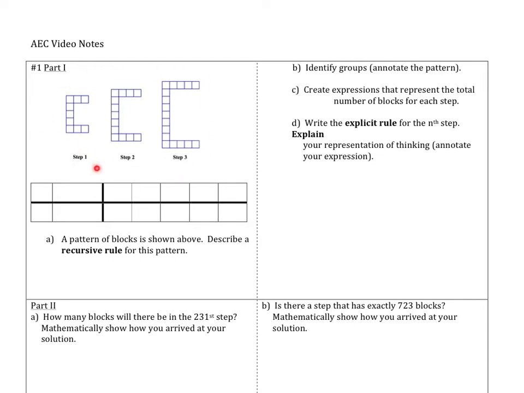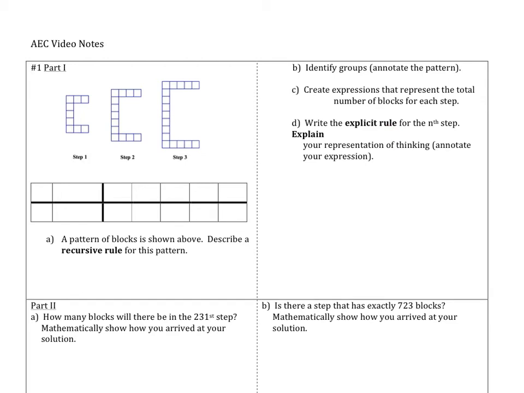You see it, step 1, step 2, step 3. We're going to build a table for it. That table will help us find the recursive rule, help us get from step to step. That recursive rule will take us back up here to identifying groups, how we're going to circle certain groups of blocks to try and figure out how this pattern works. Those groups will help us create expressions. Those expressions will then help us create the explicit rule.